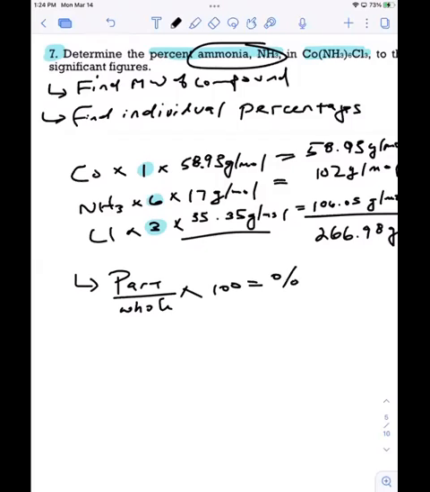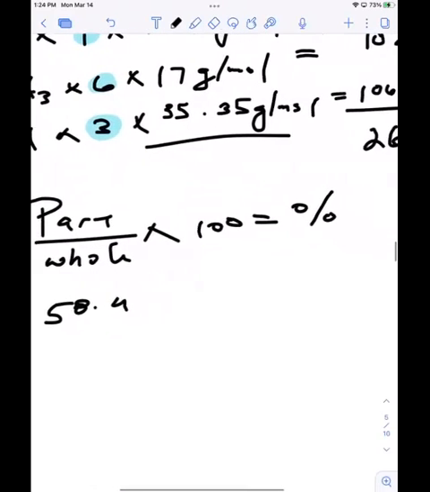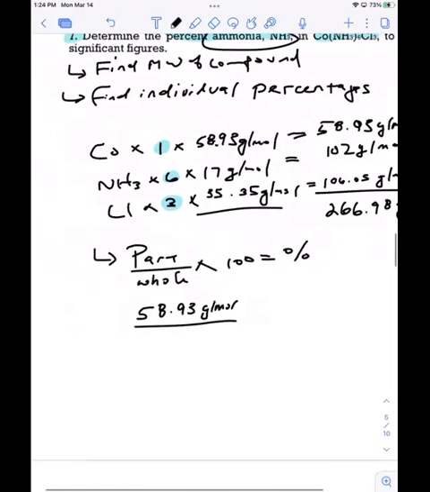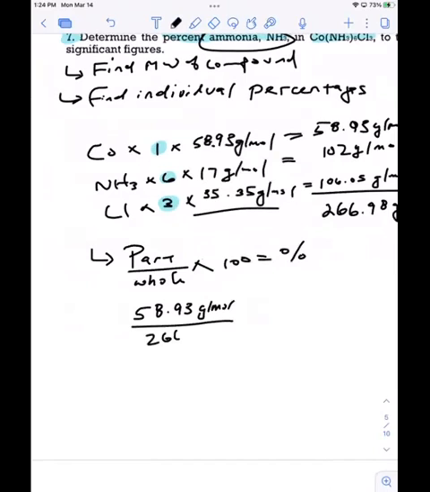Right, so for the parts, for cobalt, we can just say 58.93. Sorry about that. I'm getting used to this new stylus. I should have brought the anti-palm glove too at the same time, but I didn't. I ordered it though. So that's divided by 266.98, and then the whole thing times 100.